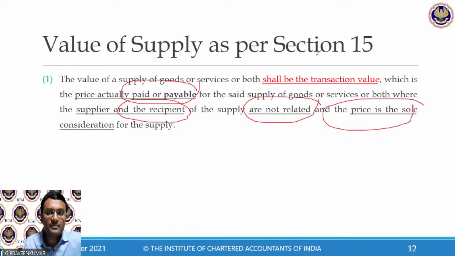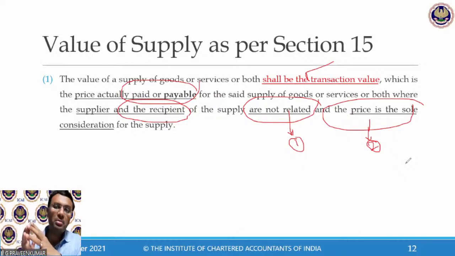Now, what they say is, I accept something as transaction value where the supply of goods or services is between non-related parties, and price is the sole consideration. Whatever I have printed on my tax invoice as the value for supply will be accepted as transaction value when two conditions are satisfied. What are they? There is no related party transaction and price is the sole consideration. That means the value I have printed on my invoice is the sole consideration. Before we go further, I'll give an example.